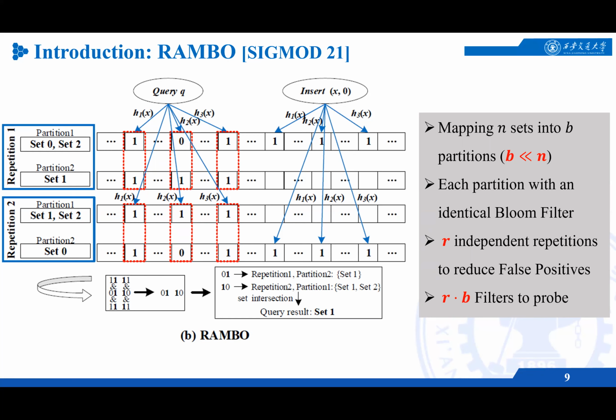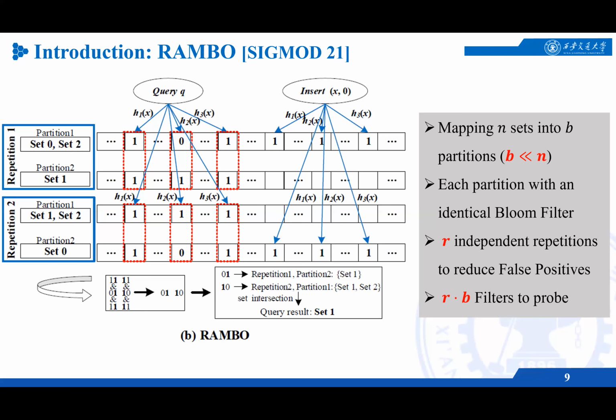As the brief example shows, Rainbow maps 3 sets into 2 partitions. Set 0 and set 2 are in partition 1, and set 1 is in partition 2. Each partition corresponds to a Bloom filter. To insert element X from set 0, Rainbow inserts it into the Bloom filter of partition 1.